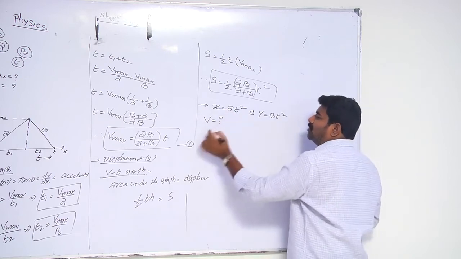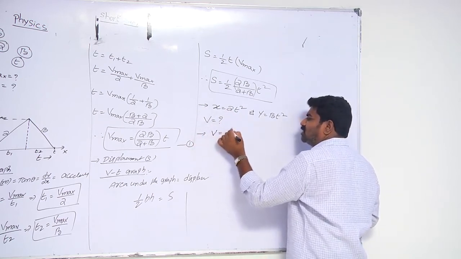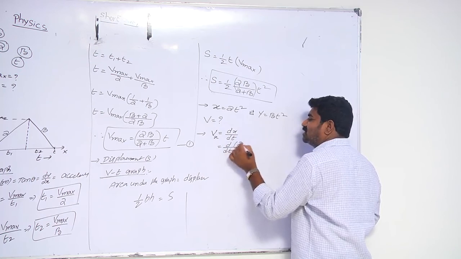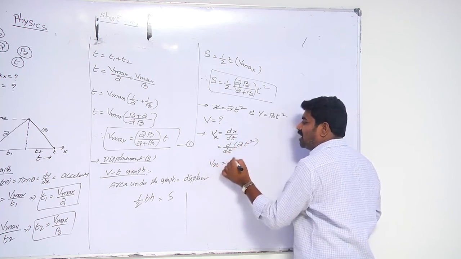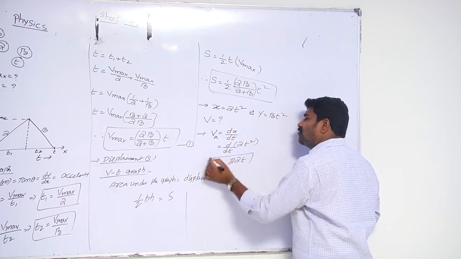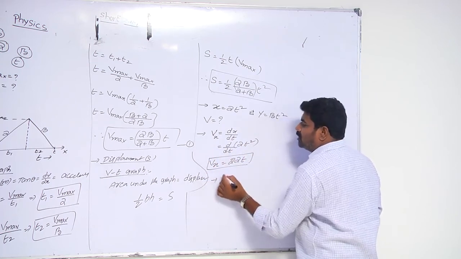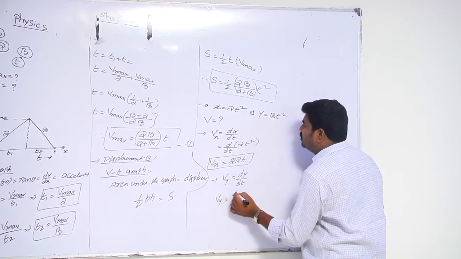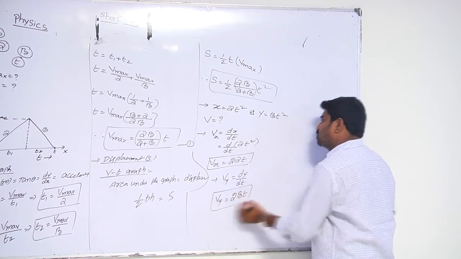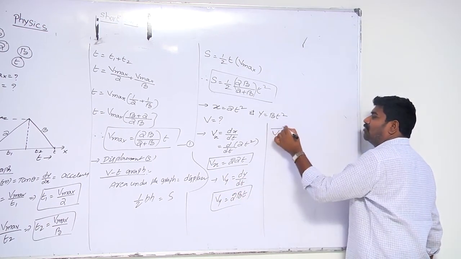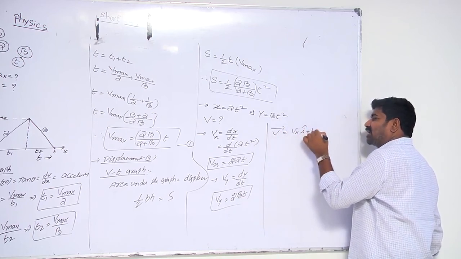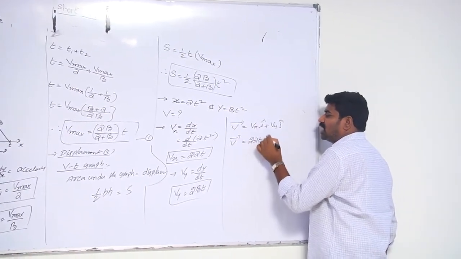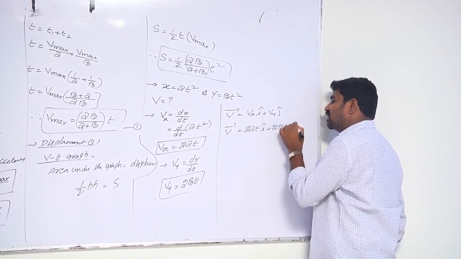We want to find it. Here, velocity Vx is nothing but dx by dt. d by dt of alpha t square, Vx is nothing but 2 alpha t. What about the Vy? Vy is nothing but dy by dt. Vy is equal to 2 beta t. So what is the velocity vector? Velocity vector is equal to Vx i cap plus Vy j cap. V bar is equal to 2 alpha t i cap plus 2 beta t j cap.